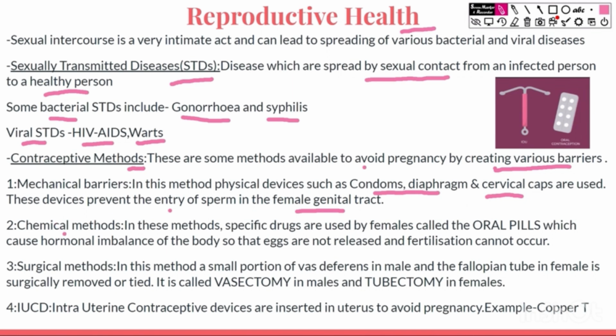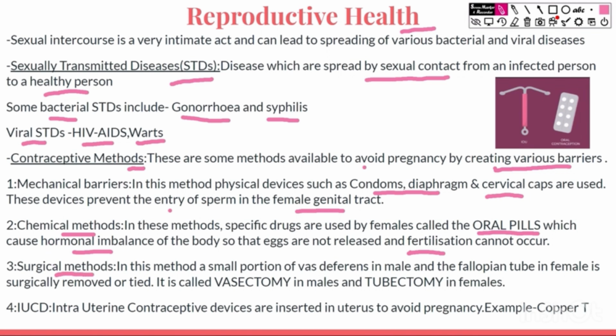The next type of contraceptive method is the chemical method. In this method, the female takes pills which are called oral pills. These oral pills disturb the hormonal balance of the female body. Due to this hormonal imbalance, the egg is not released. If the egg is not released, there is no fusion between the egg and sperm, so fertilization is not possible. This is the chemical method of contraception, which is generally taken by females.